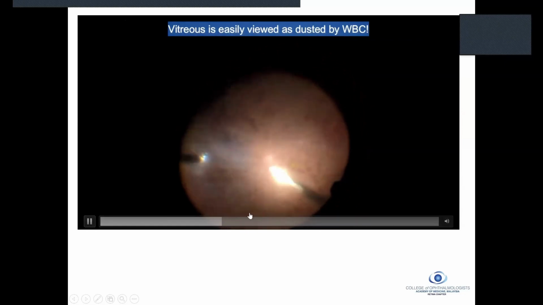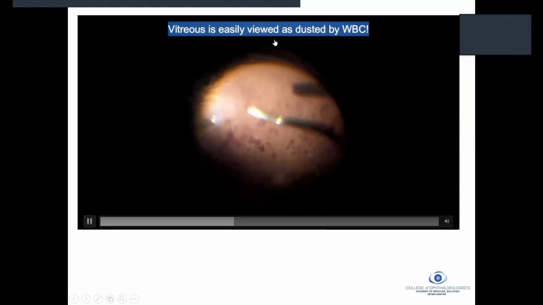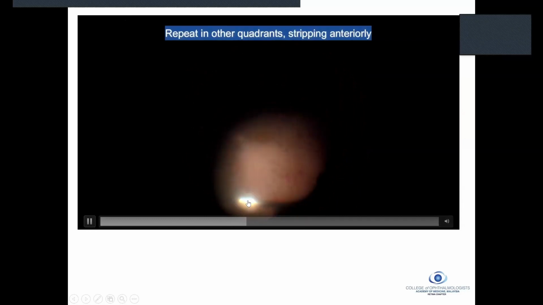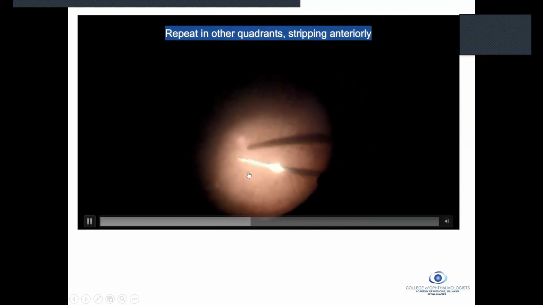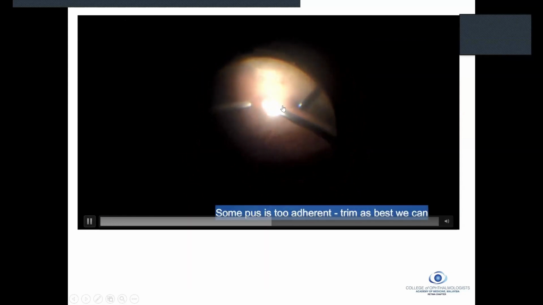The PVD is induced very, very gently. This patient is not a diabetic. These changes are not related to diabetes at all. If you see the pus, it's usually found inferiorly, and you should actually clean it up as well as you can. The BIOM is very useful because it gives you an excellent peripheral view, and you do some indentation in order to clear off the pus as best you can.